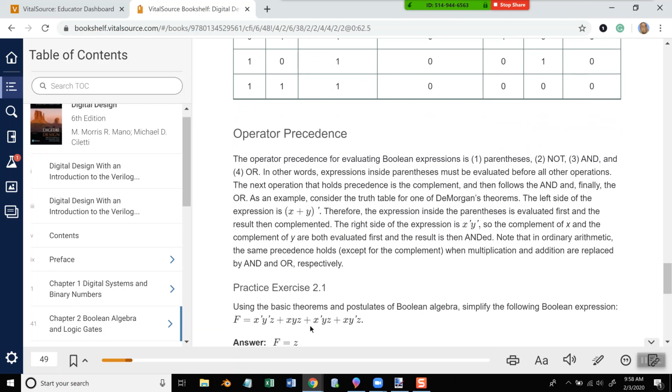Okay. Operator precedence for evaluating Boolean expressions is parentheses first, then the NOT, then the AND, then the OR. Now here's a practice problem. We got this right here. We want to simplify it using the basic theorems and postulates of Boolean algebra. So let's take a look at that.